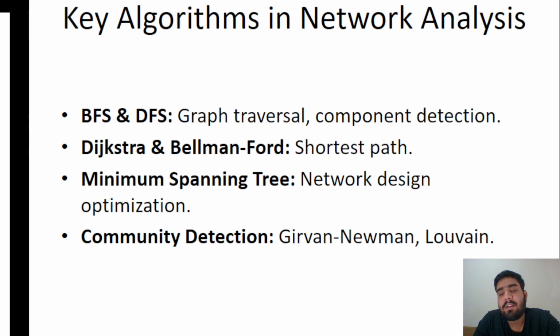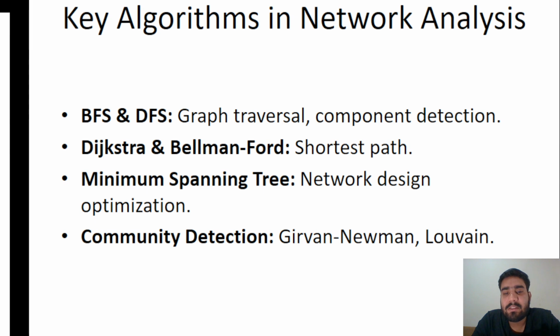Now we are heading toward our key algorithms. The key algorithms are BFS, DFS, Dijkstra, Bellman-Ford, minimum spanning tree, and community detection. First, breadth first search and depth first search help us to go through all parts of the graph. It is graph traversal and component detection. One is a way of going breadth first, and the second is depth first.